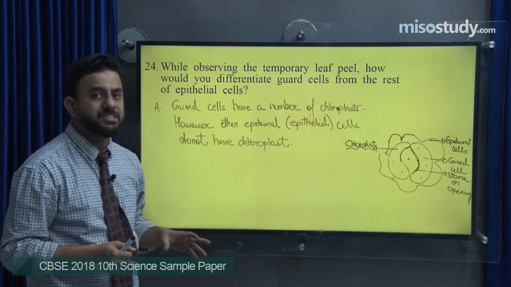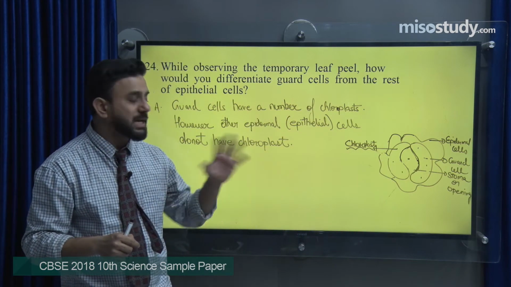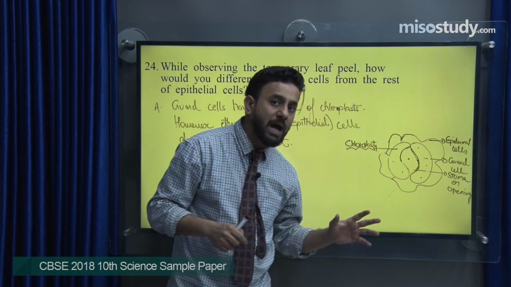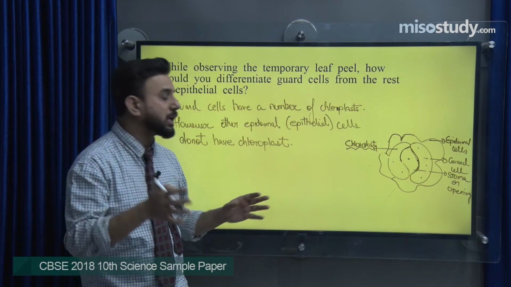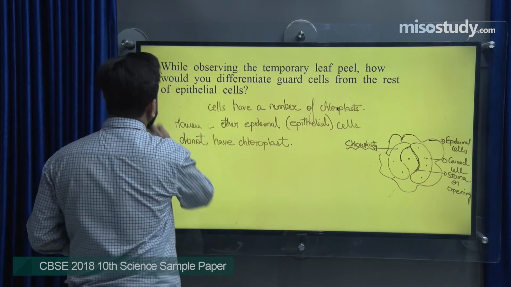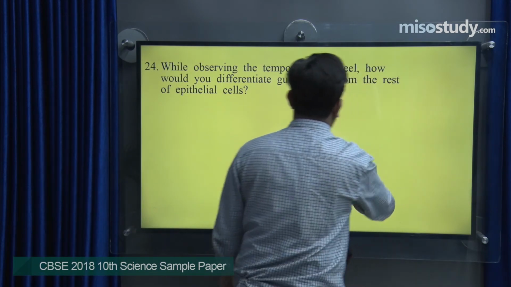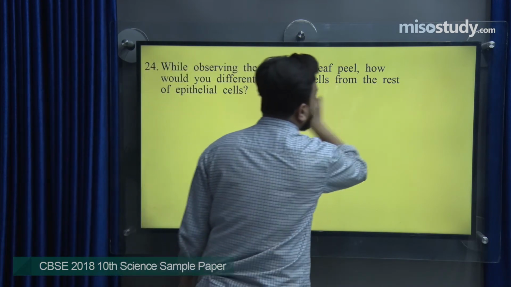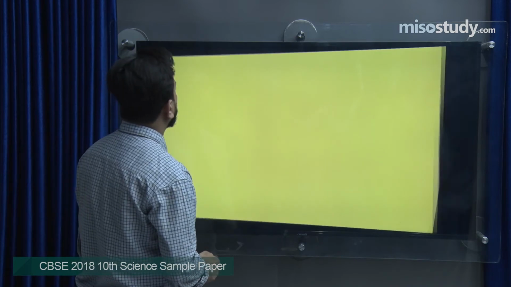We have done the differences: the guard cells have a distinct shape, the epidermal cells do not have a distinct shape. The guard cells have chloroplasts, the other epidermal cells do not have chloroplasts, and the guard cells have thickening of their walls, which the other epidermal cells do not have. So friends, we have completed this question, and now we will move on to the next question.